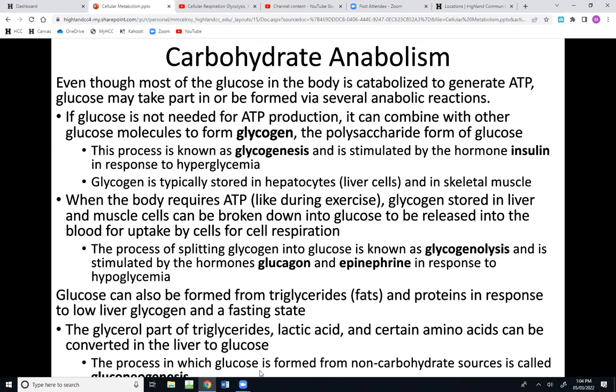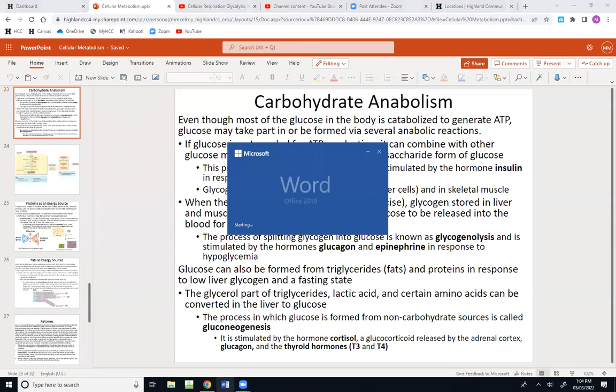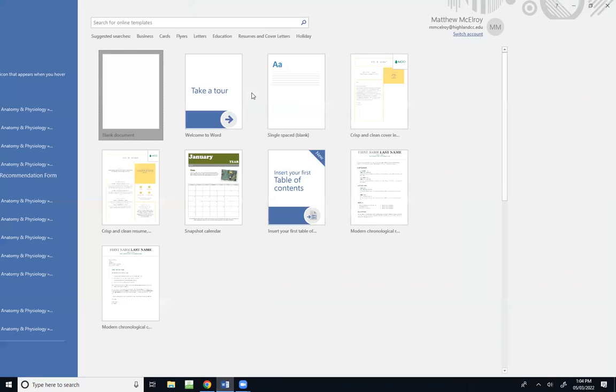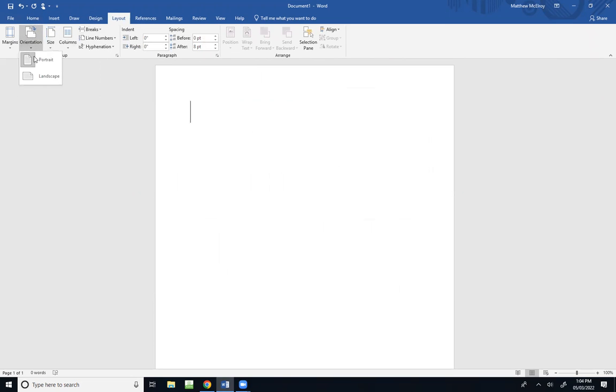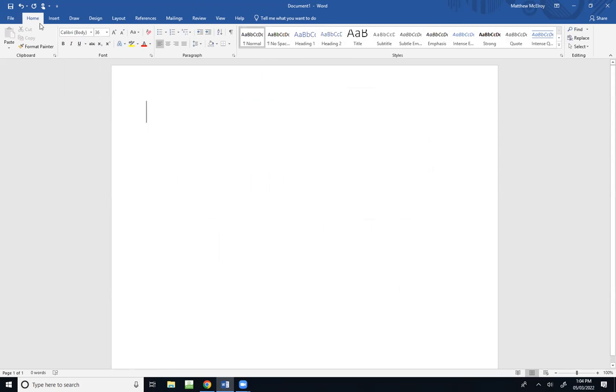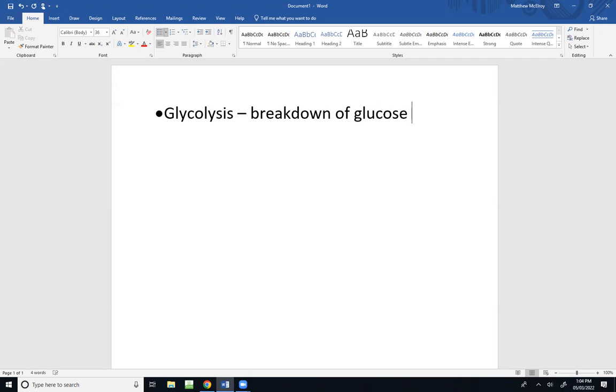So what I'm going to do, and I've already done this for you guys, but it's not a bad idea to kind of refresh your brains on these things. Let's just quickly type up what each of those processes is. If you forgot, this will help you tremendously. Starting with glycolysis, which is the breakdown of glucose, and to form ATP. That was what we talked about earlier today.